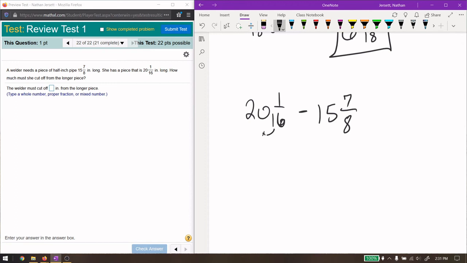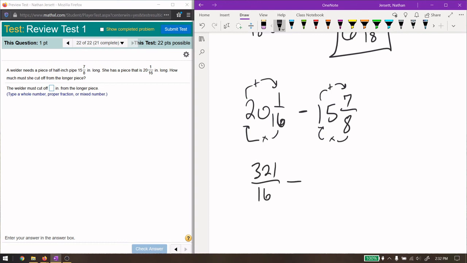Okay, 16. You could try doing it the method before. If you did that, you'd see that we'd actually get kind of a weird problem here where this fraction is going to be bigger than this fraction. And so it's not going to work out nicely. This one's going to be better to solve the second way that I showed you, which is change to improper fractions first. 16 times 20 is 320 plus 1 is 321. 8 times 15 is 120 plus 7 is 127.